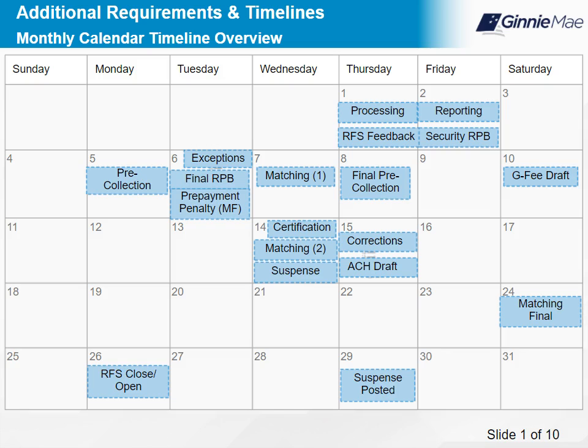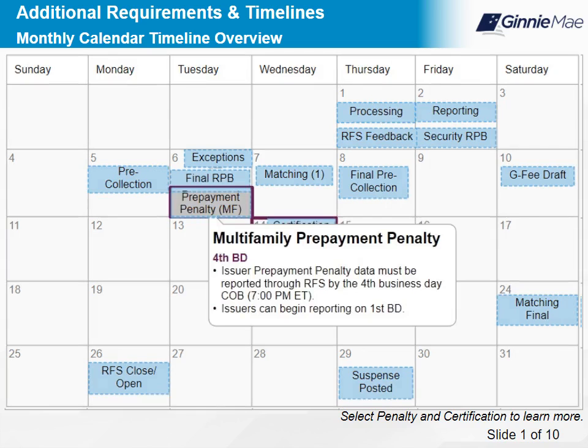Take a moment to examine additional monthly reporting requirements. Select Penalty and Certification to learn the specific requirements for the prepayment penalty reporting and monthly reporting certification. The complete chart of all workflow items is available for your download from Resources at the top right of your screen. Select Next to continue when you are ready.